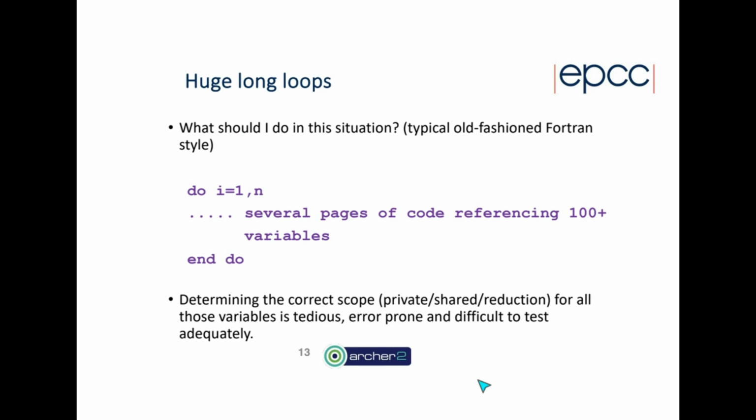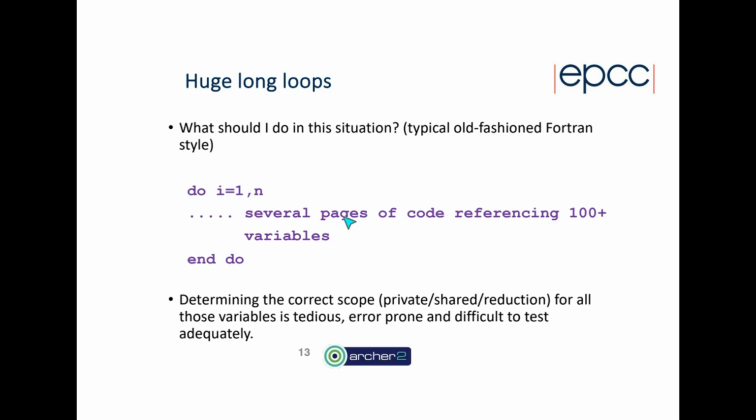Okay, so this one is basically for Fortran programmers. Unfortunately, this kind of thing is getting rarer as old codes die, but you still might be unlucky enough to be handed an old-fashioned Fortran code and be faced with this kind of problem. You have a loop where the loop body is several pages of code, hundreds of lines of code referencing hundreds of variables directly inside the loop.